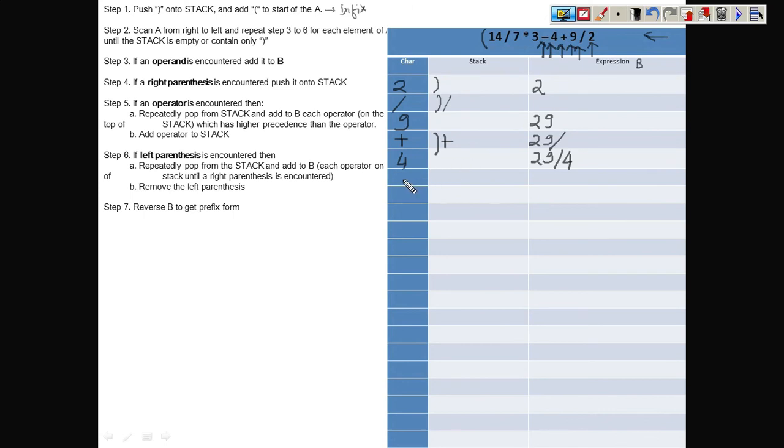Now when you read minus, you need to look to the stack. Now there is a difference. When we are converting infix to postfix, we also pop the operator which is of equal precedence or higher precedence. But here we will only pop if the precedence is more than the operator which you are reading. So plus is not of more precedence. So we are simply pushing this into the stack and not popping it from the stack and adding it to B. Then reading next, which is 3, which is directly added to the expression B.